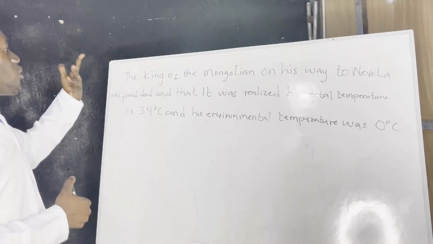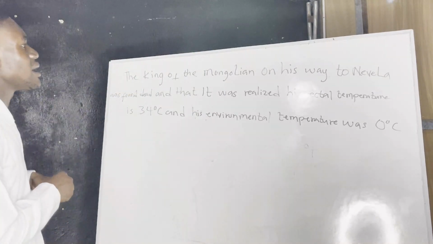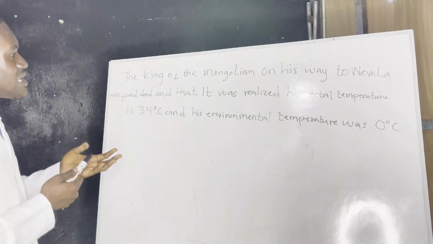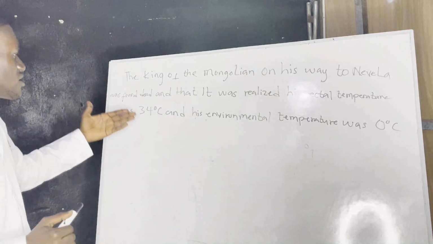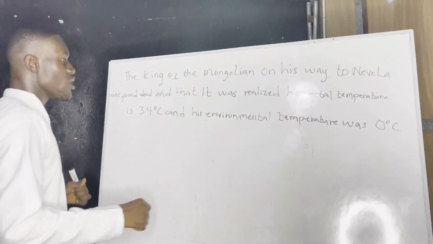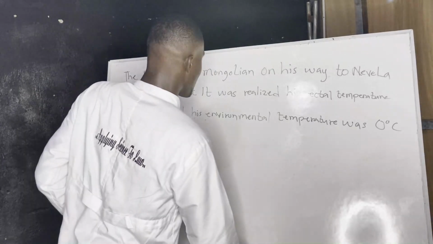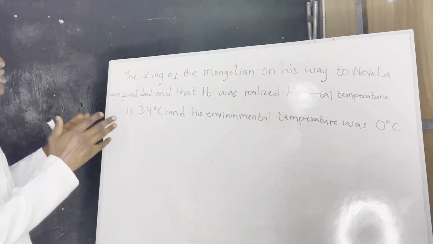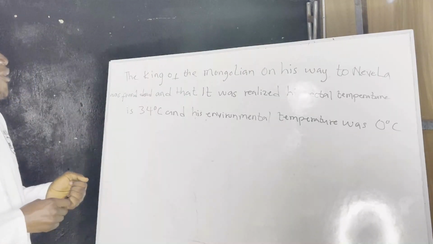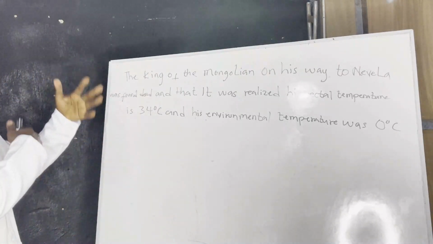So the king of the Mongolians, on his way to Nevela, was found dead, and it was realized that his rectal temperature is 34 degrees Celsius and his environmental temperature was 0 degrees Celsius. So with that, you find out that both temperatures here are in degrees Celsius. So you have to convert them to degrees Fahrenheit, because since we are working in degrees Fahrenheit, you have to change all of them to degrees Fahrenheit.